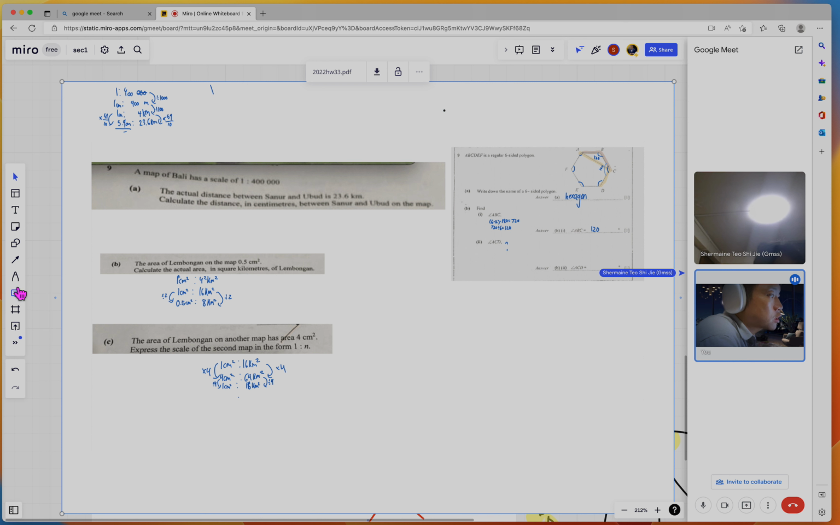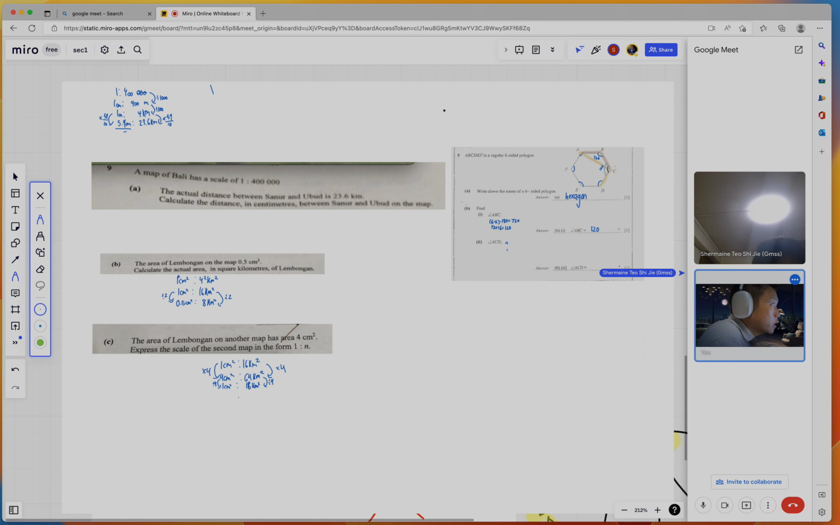Okay, good. So the question is question 8. Why didn't you do question 8? Did you? Okay. So you divide by 1000, then you divide by 100. Okay, good. You get the 1 cm to 4 kilometer already. So what they ask, they say 23.6, so it's times this, so this one also must times this. Very good. Then the area, so what's the area formula? Very good. So you get 0.5, so it's divided by 2. Very good. So the area of the map on another map, how do you do this question?